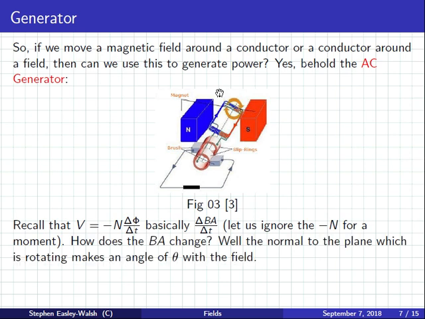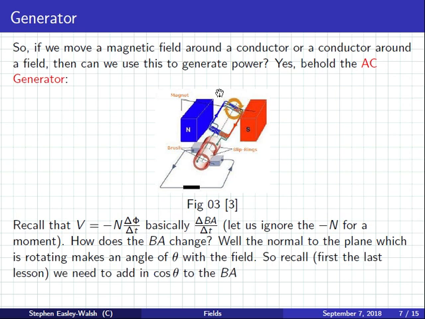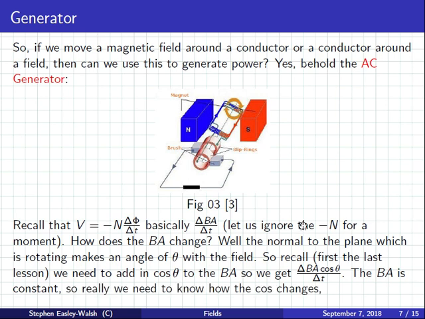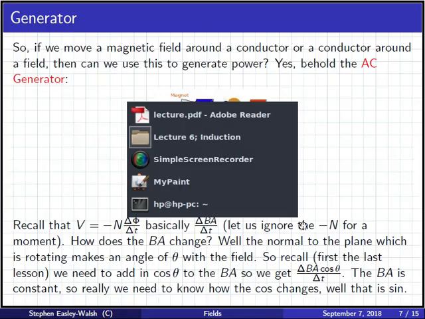How does the BA change? Well, if you remember, it's changing because the angle is changing. So instead of BA, it's BA cos theta. So we have this formula. The BA is constant. So really we just need to know how the cos changes. Well, that's sine. Let me show you.